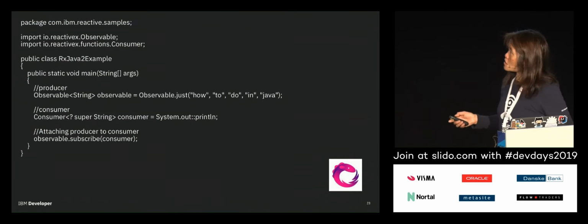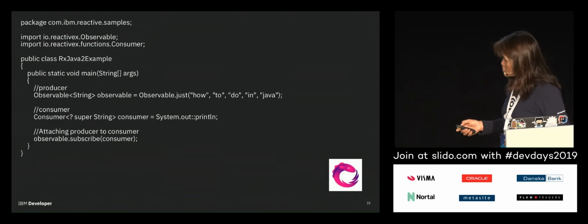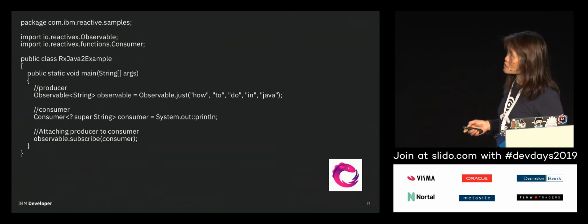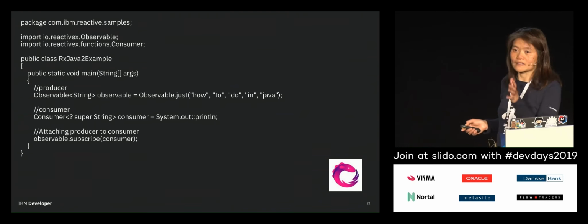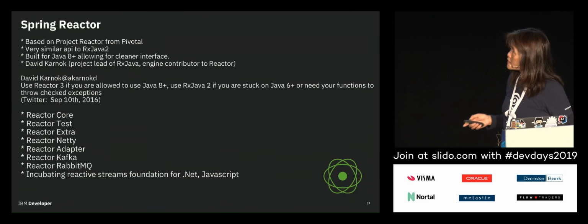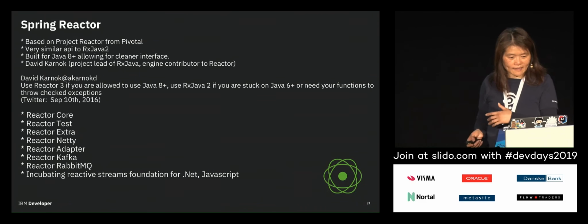And this one too is also a quick one, but I actually already show it too. I just wanted to quickly show the producer is Observable.just, and then the consumer, in this case doing a system out print line. To attach the producer to the consumer, all you need to do is call observable.subscribe and then pass in the consumer. And that's RxJava 2. Okay, so now I'll go into Spring Reactor.